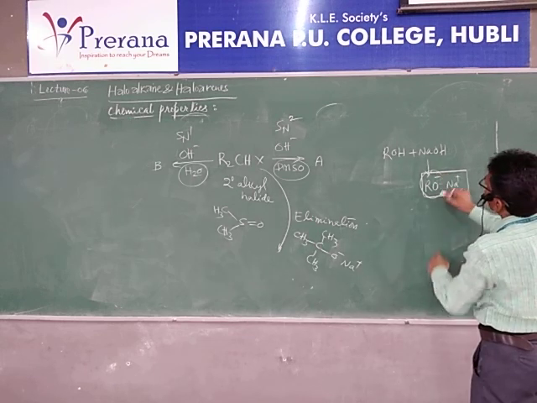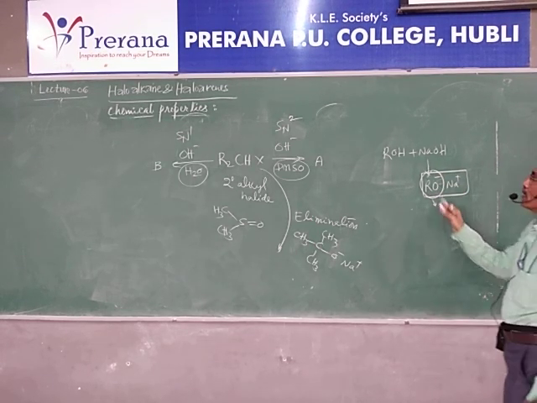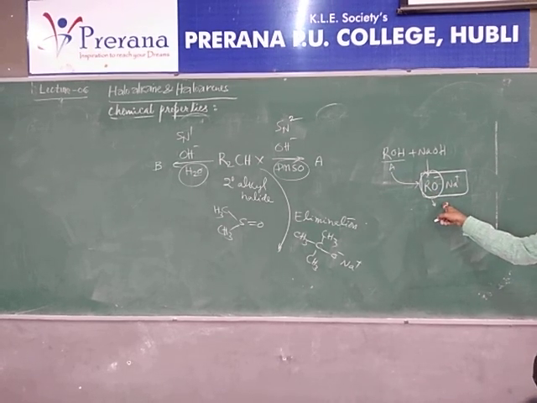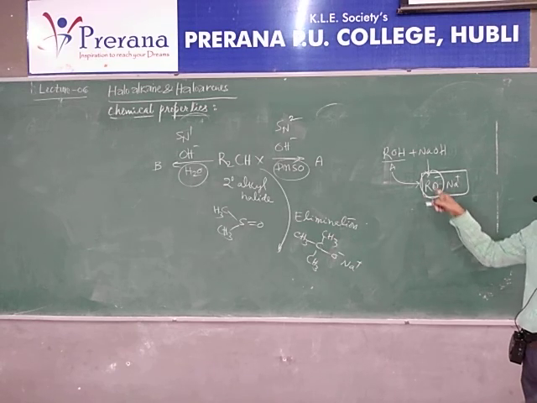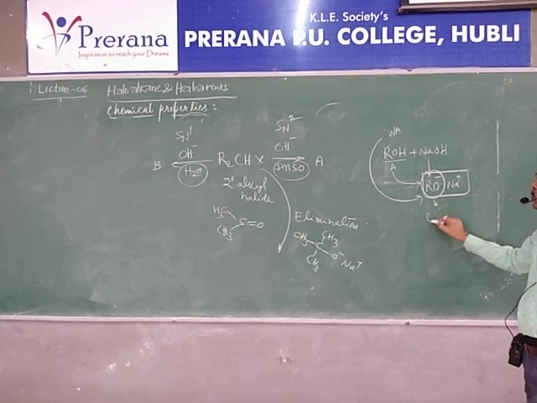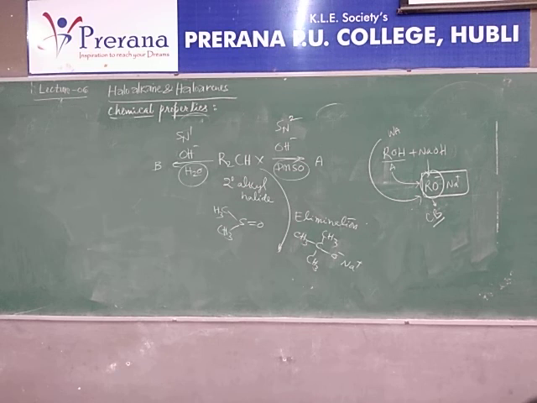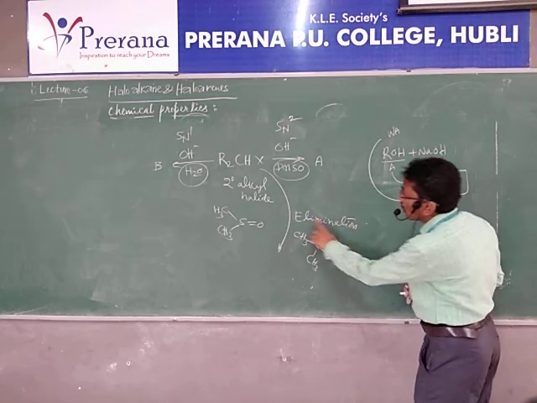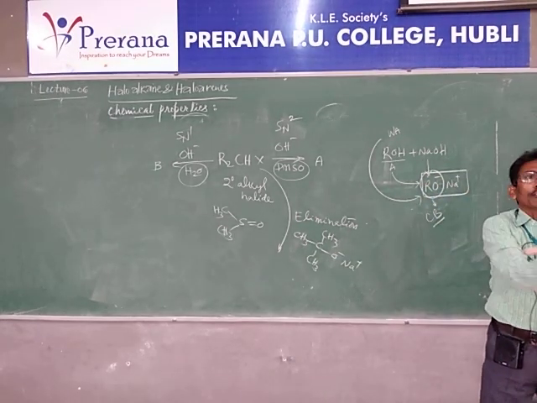So it is a base. How do we decide it is a base? An acid gives a residual part by donating a proton, according to Bronsted-Lowry theory. This is RO minus, the conjugate base of a weak acid. A strong acid gives a weak conjugate base; a weak acid gives a strong conjugate base. Vice versa, you have to follow that. So it is a strong base, and it is also a nucleophile. It is a bulky nucleophile, very large in size.